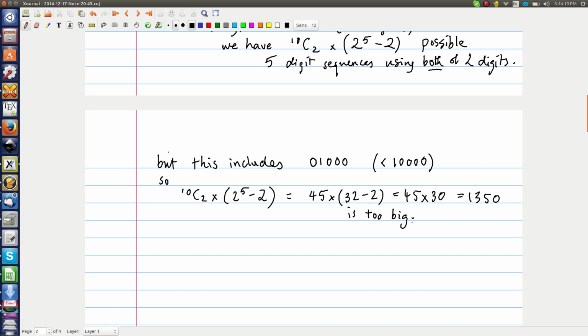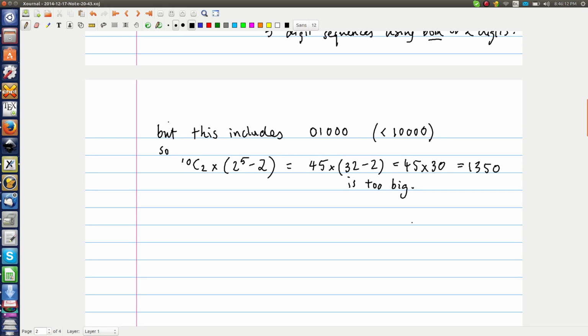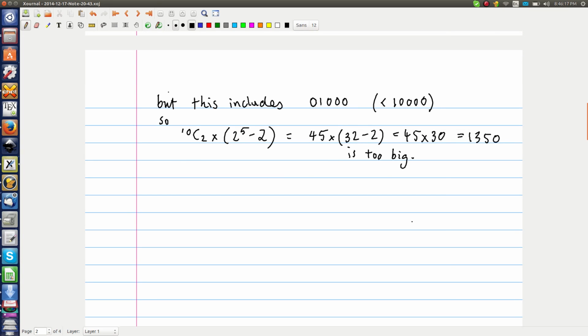Now then, how do we remove the numbers that we don't want? So we want to know how many numbers of form, how many numbers in this set are of the form 0, let's say x, x, x, x. I don't mean that they're all the same digit, I just mean they have a leading 0. But also in this set.